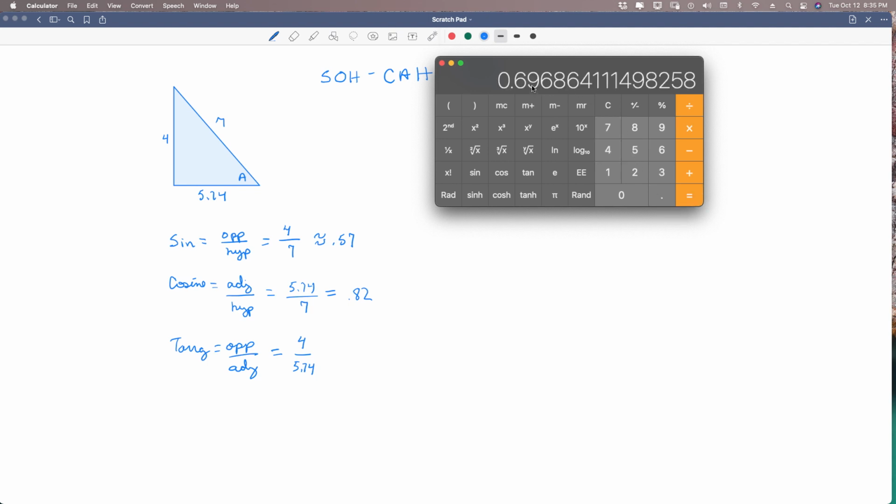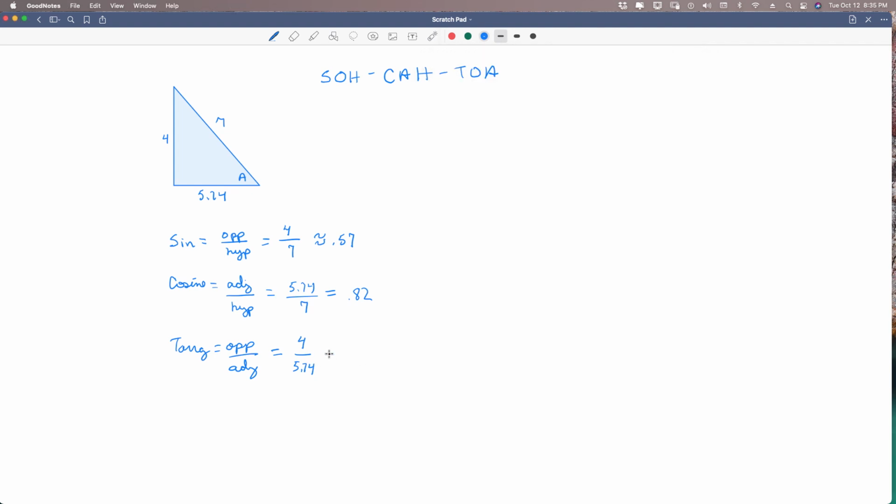Let's round this up to 0.7. That'll round to 0.7 pretty easily. So let's say approximately 0.7. All right.